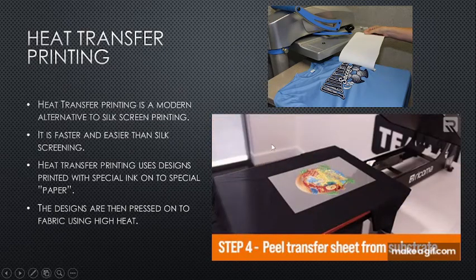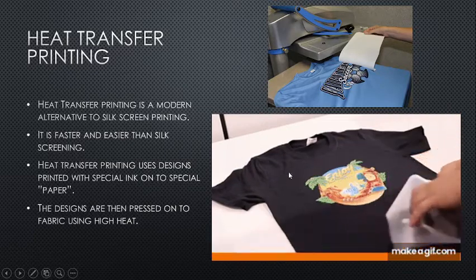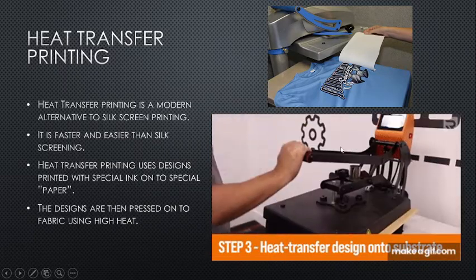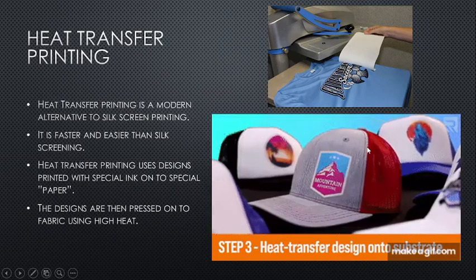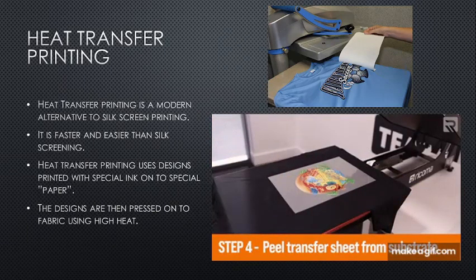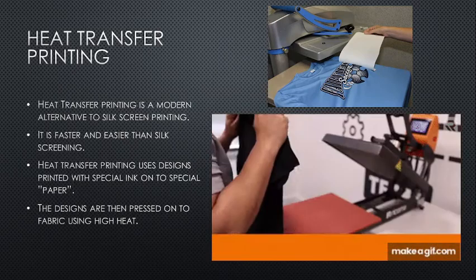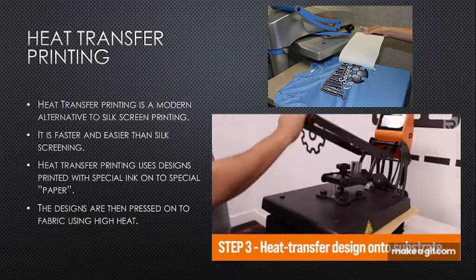As we can see here, the sheet is applied to the t-shirt and then pressed down firmly in this heat press. Once it comes out of the heat press, the transfer paper can be peeled away and the logo image appears on the shirt.